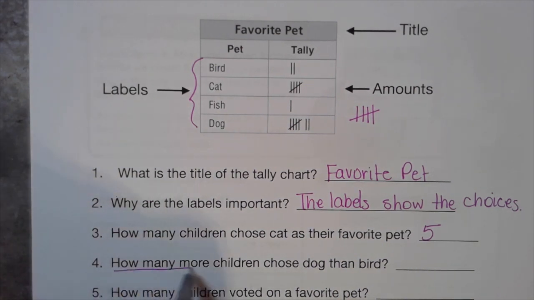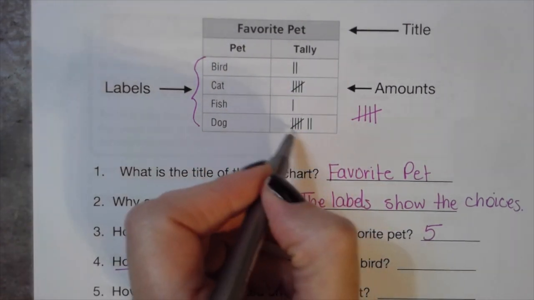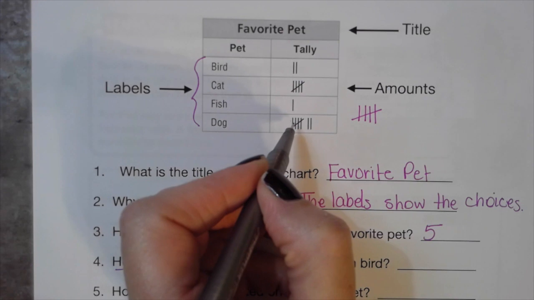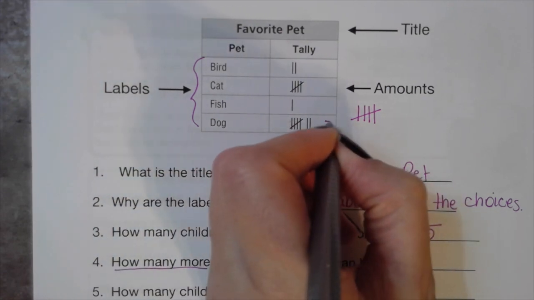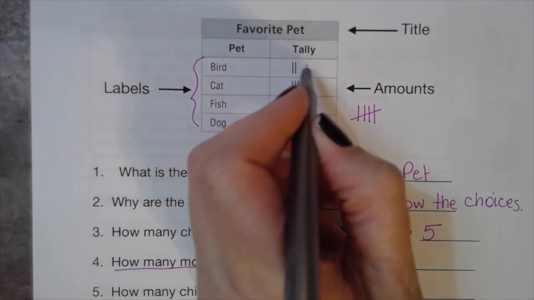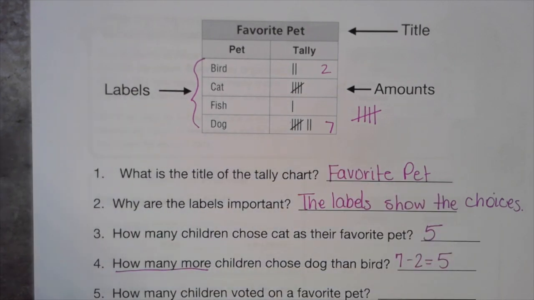How many more children chose dog than bird? How many more tells me I'm subtracting. Okay, so dog, here's what I mean about not counting. I'm not going to count 1, 2, 3, 4. I'm going to say 5, 6, 7. So there were 7 that chose dog and only 2 that chose bird. So 7 subtract 2 is 5. Okay, so there were 5 more children.